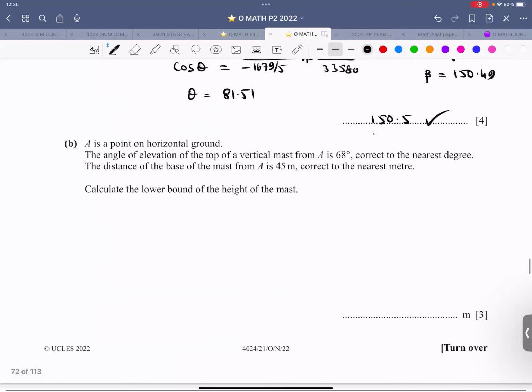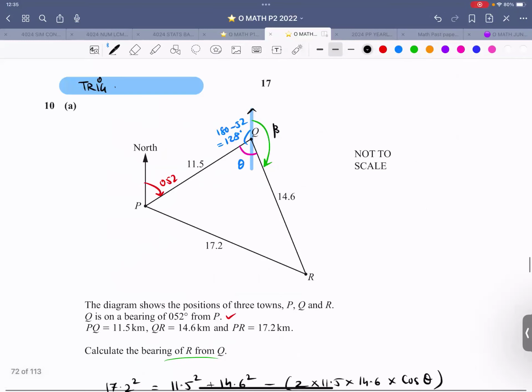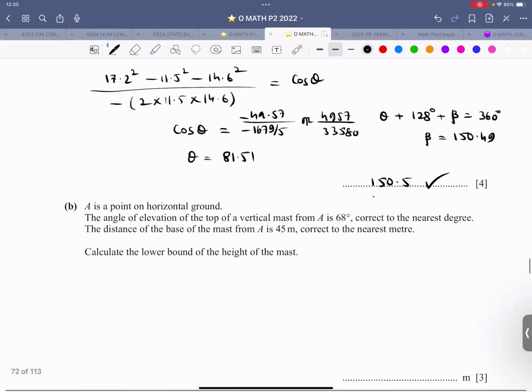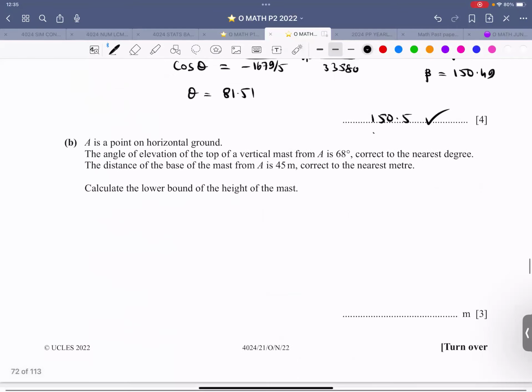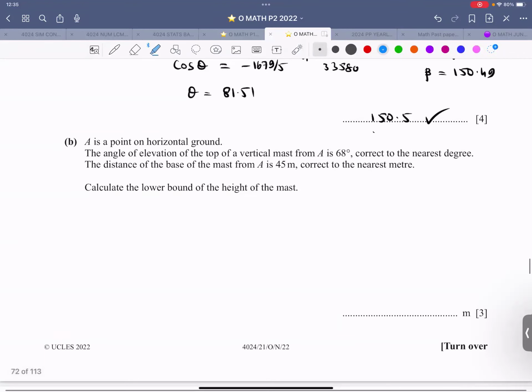A is a point on horizontal ground. I think this is the next part. The angle of elevation of the top of a vertical mast from A is 68 degrees, correct to the nearest degree. The distance is correct to the nearest meter. Calculate the lower bound for the height. Okay, let me draw a diagram first.